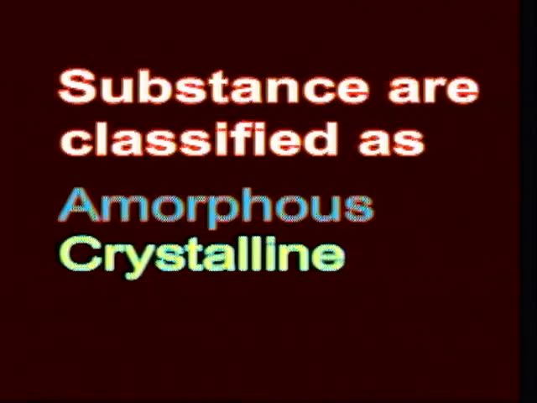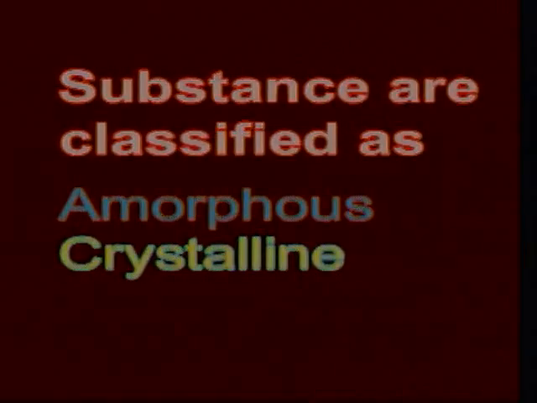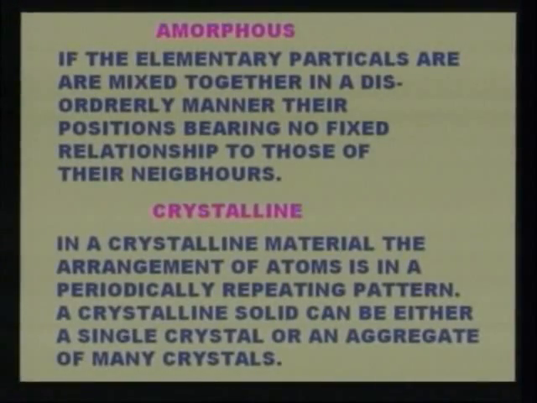A substance is classified as amorphous or crystalline. Amorphous is where the elementary particles are mixed together in a disorderly manner, their positions bearing no fixed relationship to those of their neighbors. Whereas in a crystalline material, the arrangement of atoms is in a periodically repeating pattern. A crystalline solid can be either a single crystal or an aggregate of many crystals.